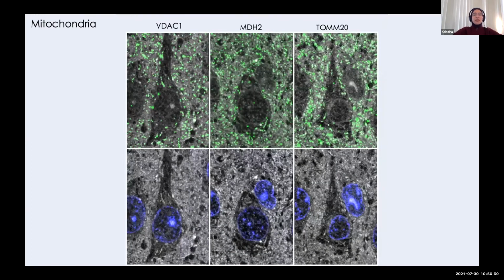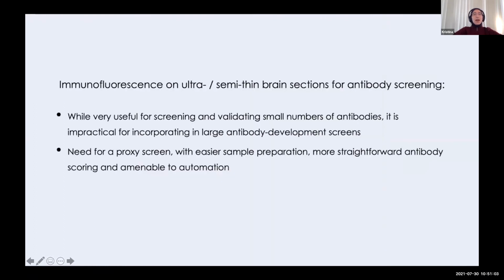Okay, that's another example of testing different antibodies for mitochondria. Again, here you can see the mitochondria labeled with DAPI and the antibodies right on top. So these are other antibodies that pass the test. This way of screening is really useful when you have a small number of antibodies.